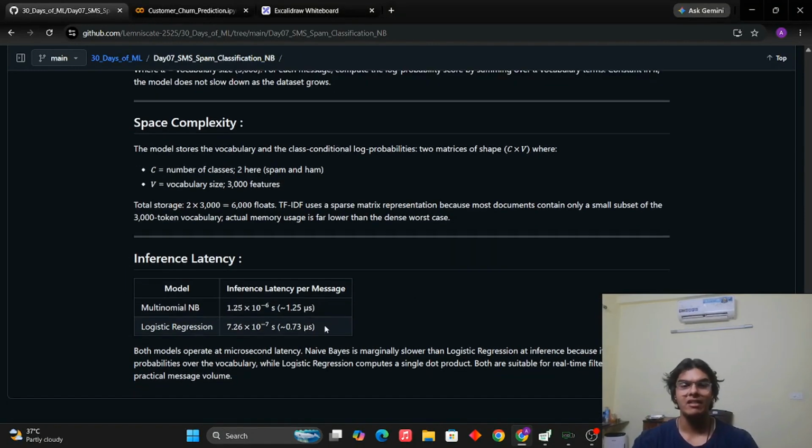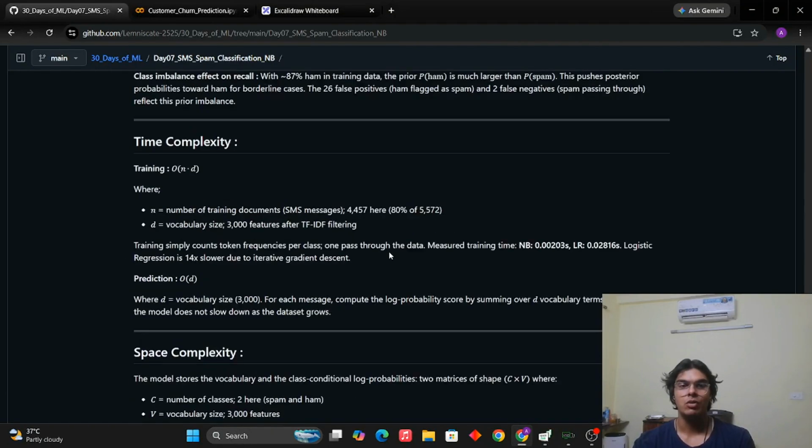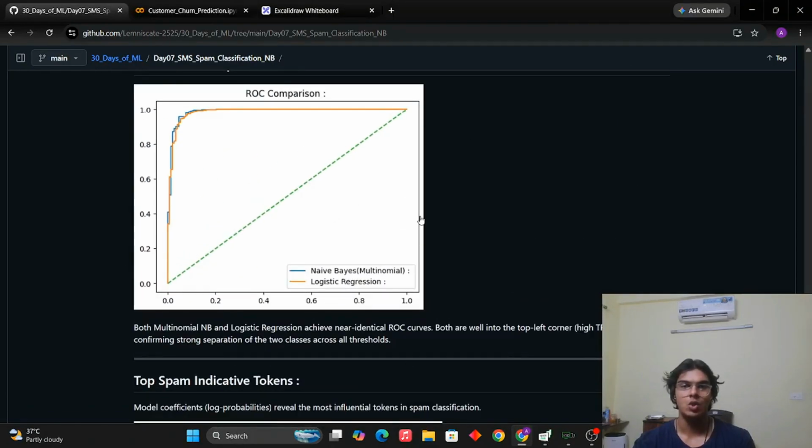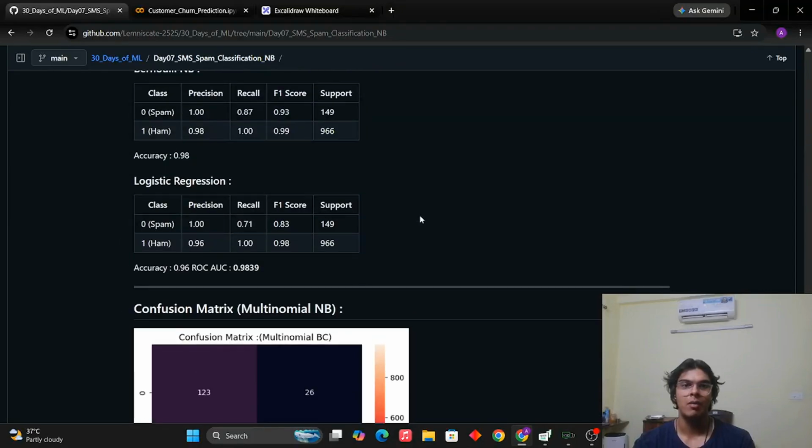This is the real-time inference latency that we calculated per message. So both models are pretty fast, but as you can see, logistic regression is a bit faster than the naive Bayes model in this case because the data set is pretty small. If it was a larger data set, maybe they would have a value which is even closer. So these are both very practical options to explore while choosing a spam or not spam kind of a model.